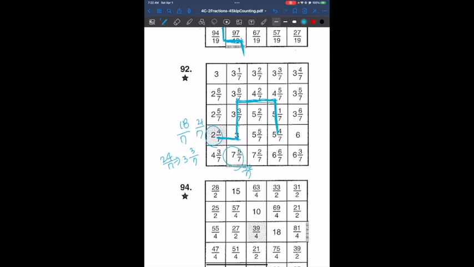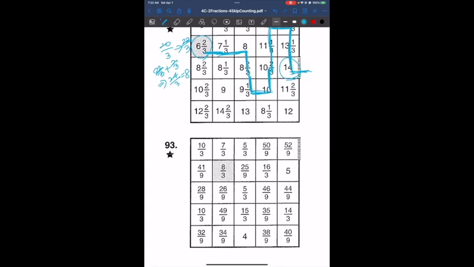And then it becomes 6. Then it becomes 6 and 3 sevenths. 6 and 6 sevenths. Then it becomes 7 and 2 sevenths. 7 and 5 sevenths, and then we can exit.